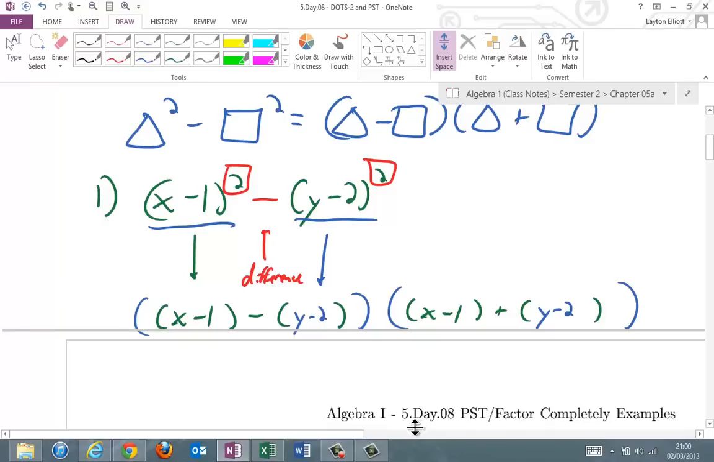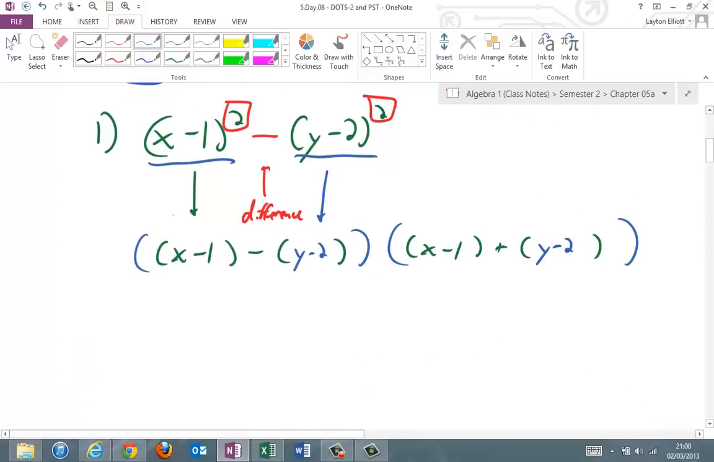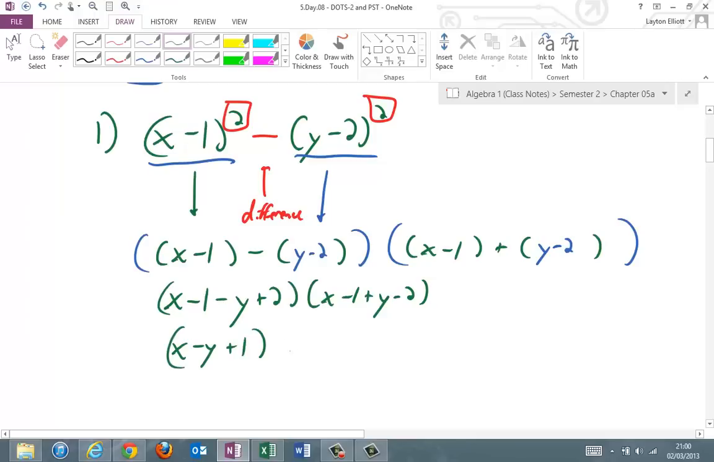Now, as a final step, we're going to clean this up quite a bit. Let me give some more space. So this is actually going to become x minus 1, distribute the negative, minus y plus 2. And the second one was x minus 1 plus y minus 2. This is going to clean up to x minus y plus 1, and then x plus y minus 3. So it's different. It's the same, but it's different. And I hope you can see why it's the same and why it's different.